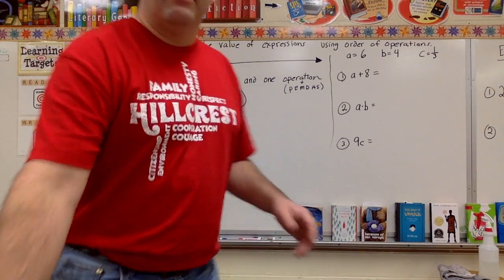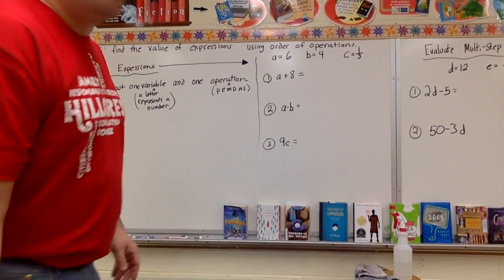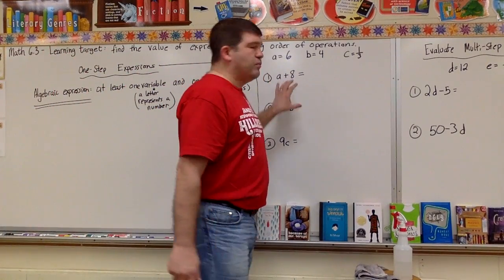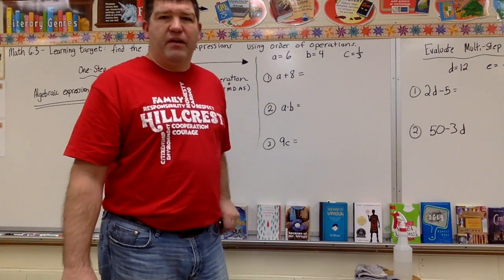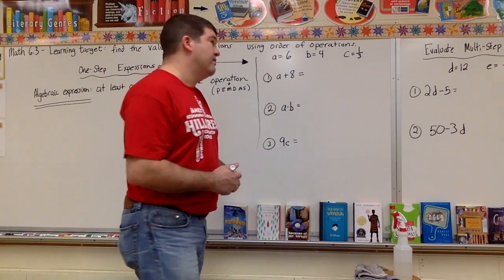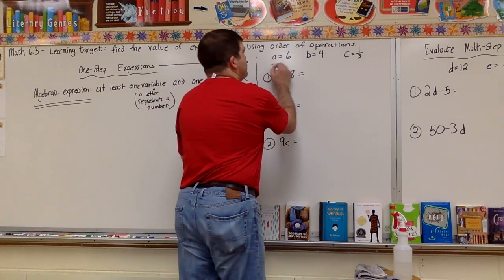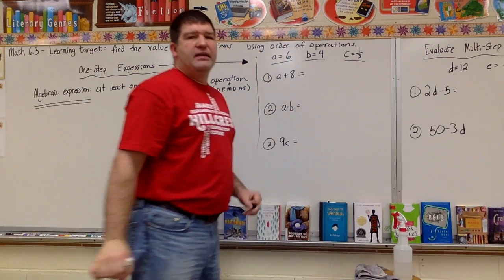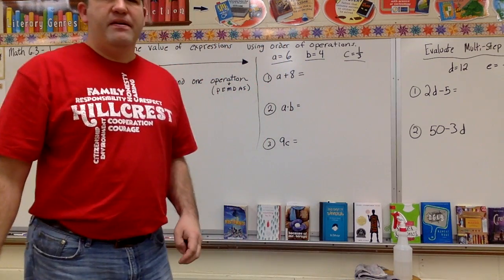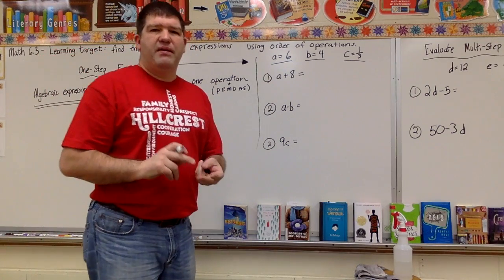So let's look over here. I have some one-step algebraic expressions that we're going to evaluate. We need to find the value. So it says here A is 6, B equals 4, and C equals 1/3. Okay, those are my three variables, A, B, C.